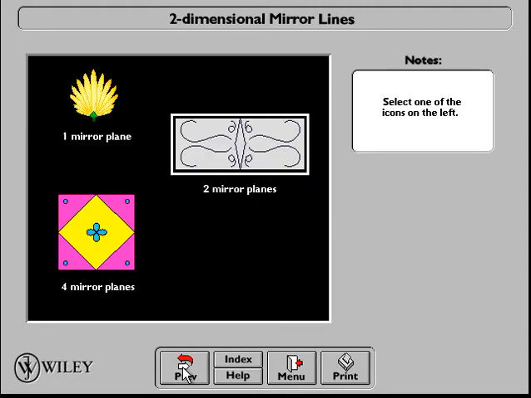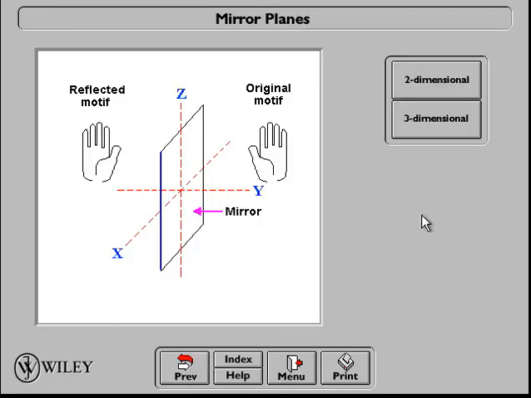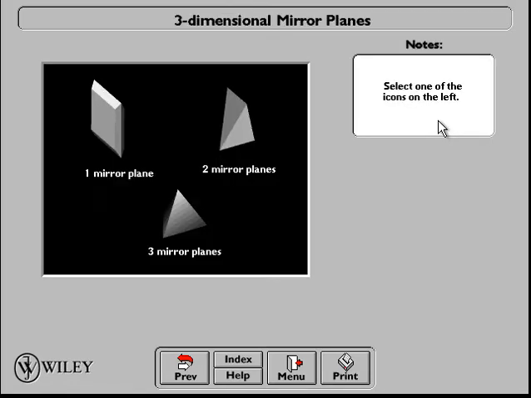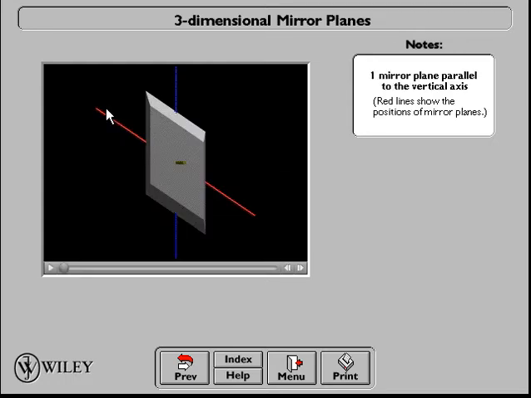So there we had now some examples of two-dimensional mirror lines. So now we are going to the three-dimensional mirror planes, and here we have some examples. Here we have a crystal with one mirror plane, here one showing two mirror planes, and here one having three mirror planes. We are starting with this one having one mirror plane.